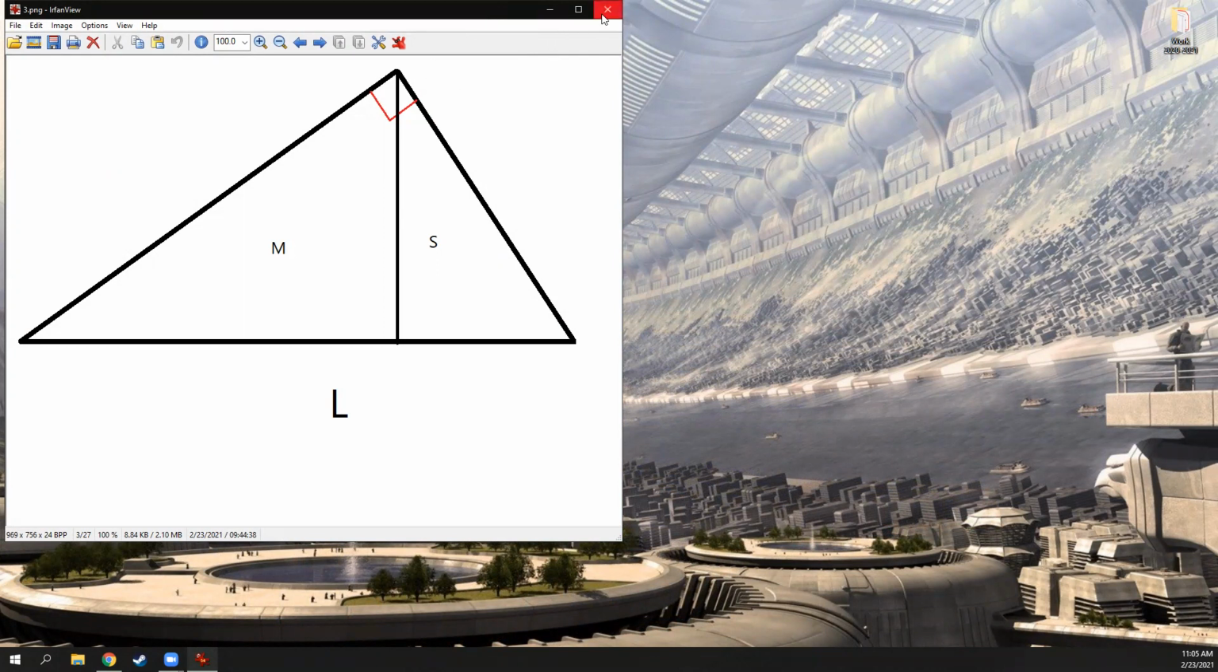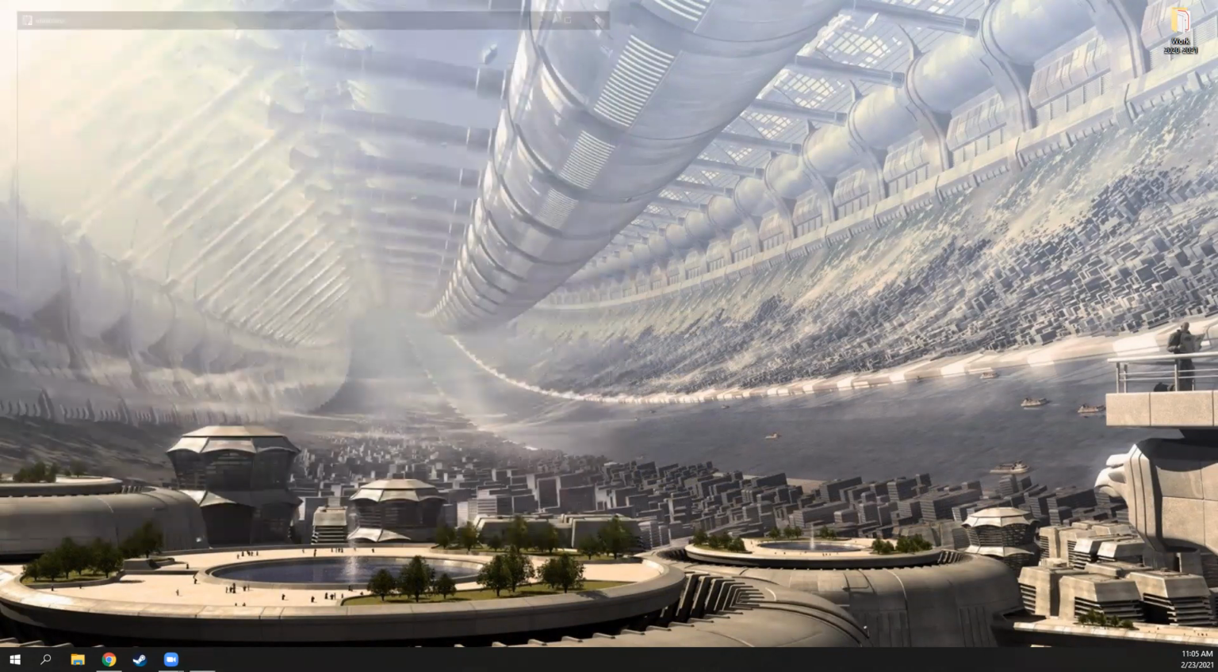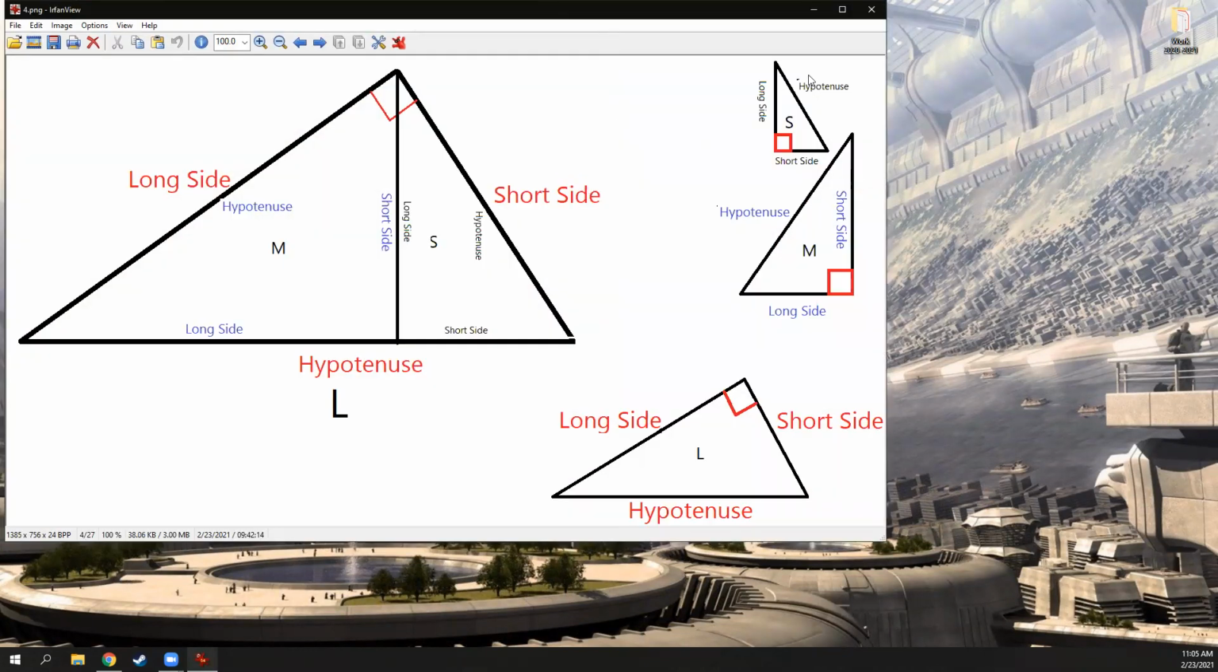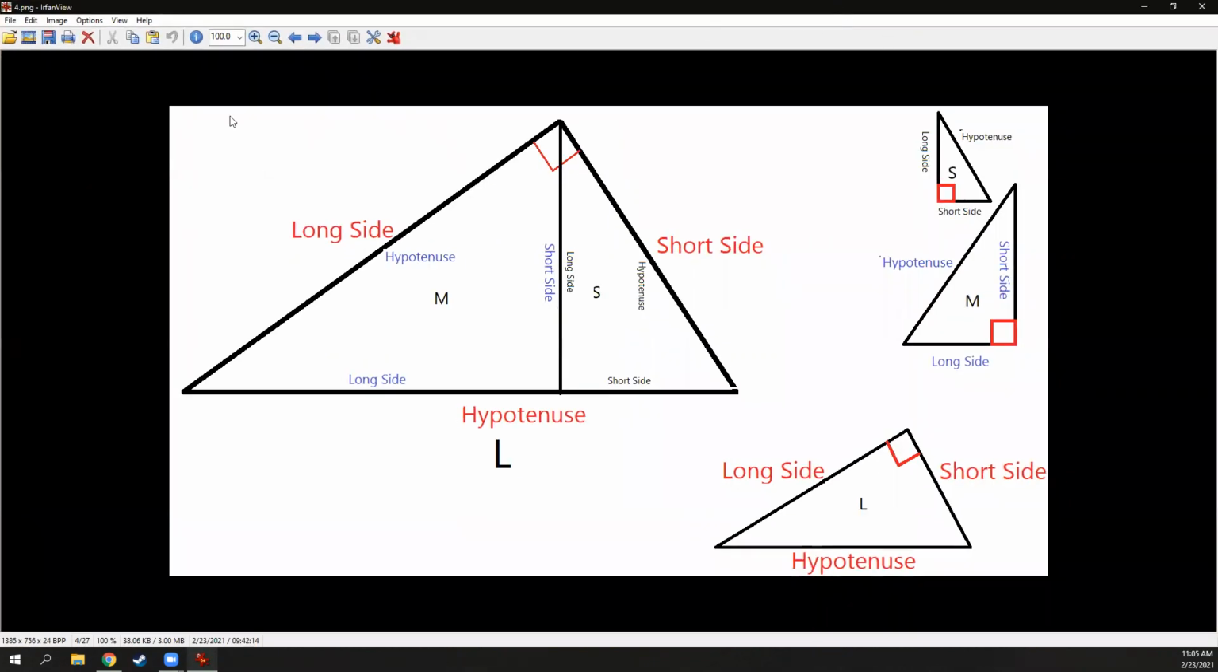All right, the next thing I'm going to show you looks crazy, but give me a chance to explain it. Kaboom. I know there's a lot. There's so much going on here. But I'm going to explain it all, and we should be good. So you have your small triangle, your medium triangle, and your large triangle. I tried to color code them all so you could see.